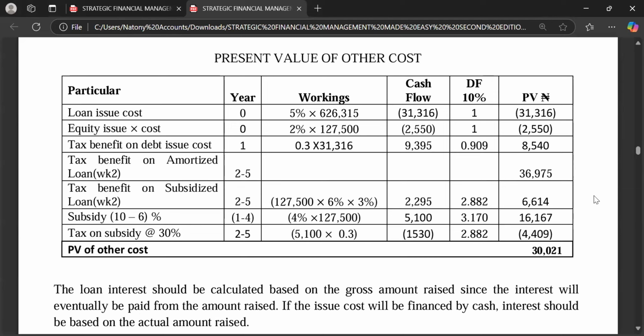Every other thing remains the same, the way we solved it in the very first question when the bond was used. So the only difference is what? The tax shield and the amortized loan. That's the only difference. Every other thing remains the same. Okay? That's just the way to solve the financing side effect on the amortized loan.